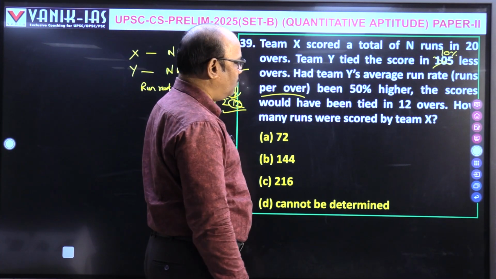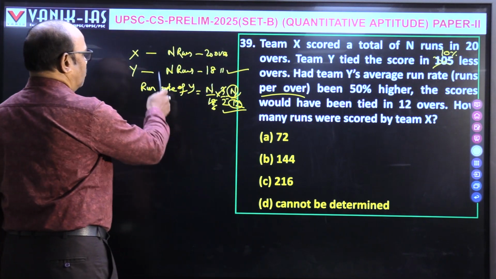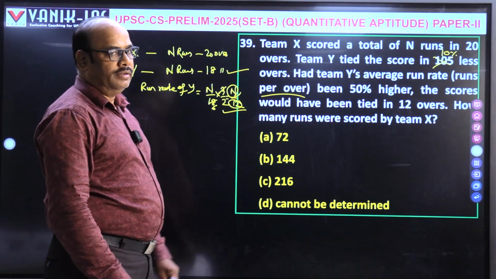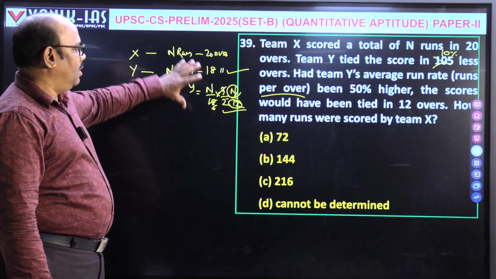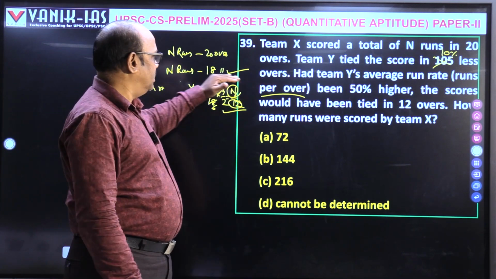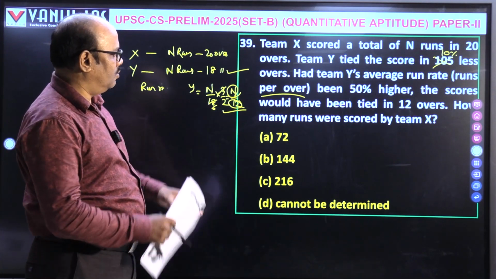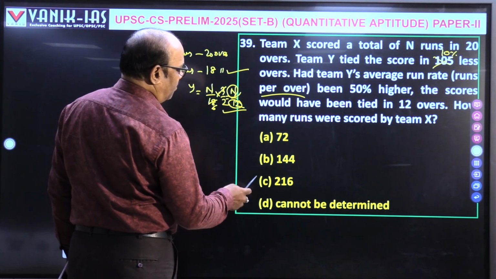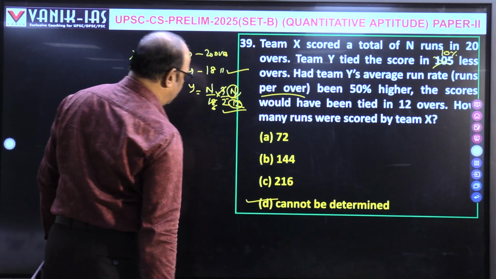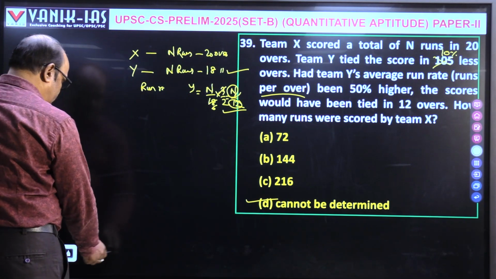So how many runs were scored by team X? No relation comes out to find n. If these were different statements, then you could compare, but the statement about Y is the same as the second statement. So from two variables, two equations are needed, but only one equation is given. It is not possible to find out. The option is D. Next question.